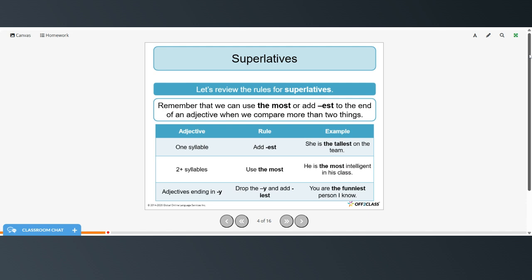And then review the rules for superlatives. Remember that we can use the most or add est to the end of an adjective when we compare more than two things. If the adjective is one syllable, we add est. She is the tallest on the team. Two or more syllables, we use the most. He is the most intelligent in his class. And adjectives ending in y, you drop the y and add iest. You are the funniest person I know.